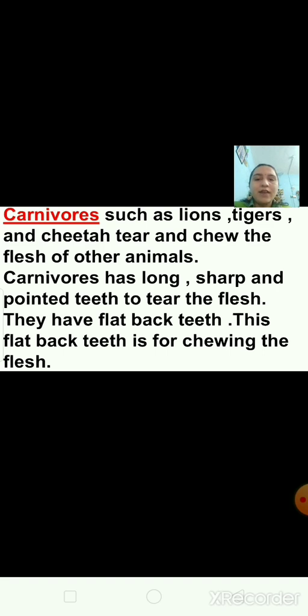They have long, sharp and pointed teeth to tear the flesh and they have flat back teeth to chew that flesh. These flat back teeth are for chewing the flesh.